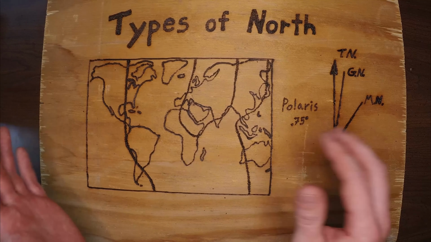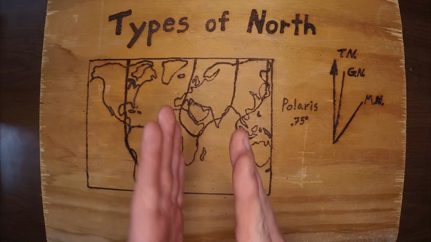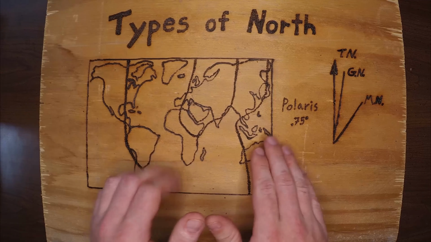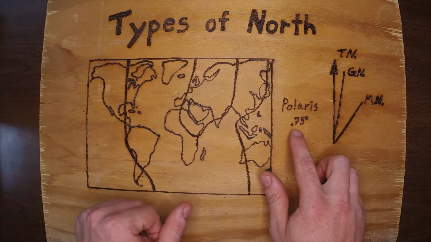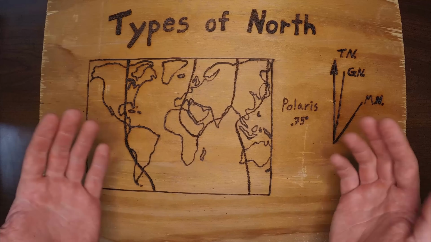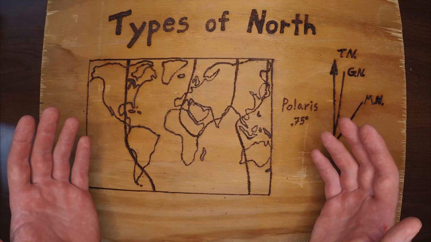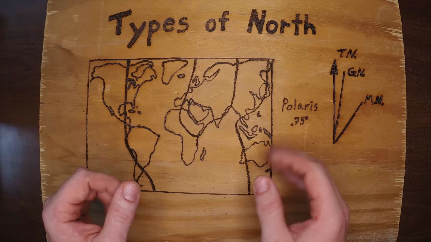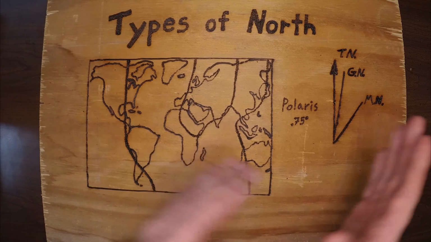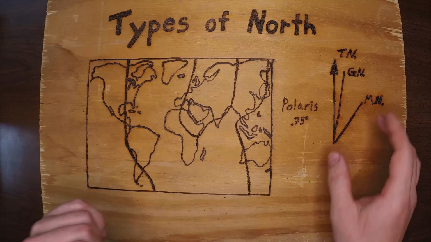0.75 of a degree is not that far to be off. In fact, during certain times of the night, those are going to line up and it's going to be less than that. So this is a no greater than 0.75 degree offset because our typical compass is going to be within plus or minus 3 degrees from the factory anyways. And that's plus or minus 3 degrees from magnetic north, which is the next north that we're going to talk about.